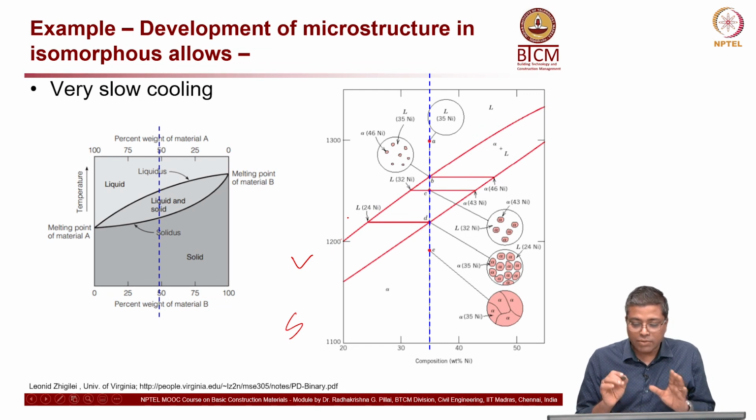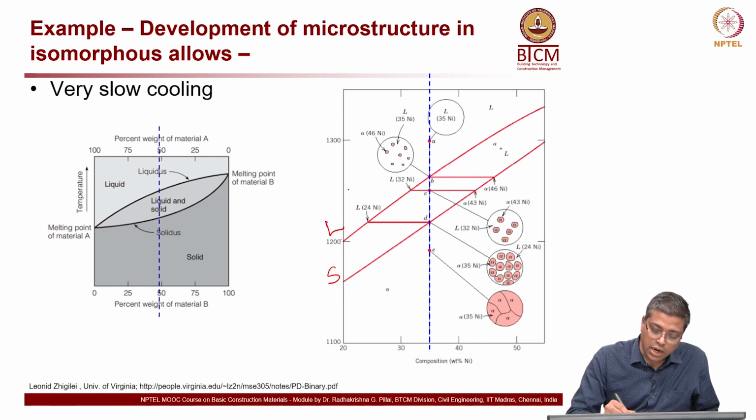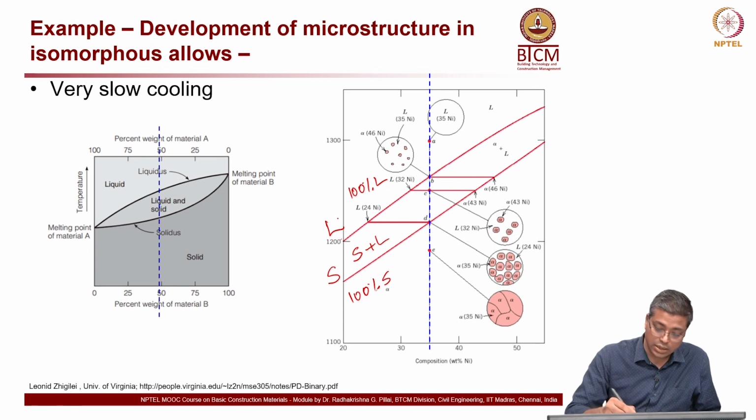So, you have liquidus and you have solidus. This region is 100% liquid, this region is 100% solid, and this region is solid plus liquid. That is how it is. Now, let us start from the top of this blue line and move downward, and see what happens when the temperature decreases.